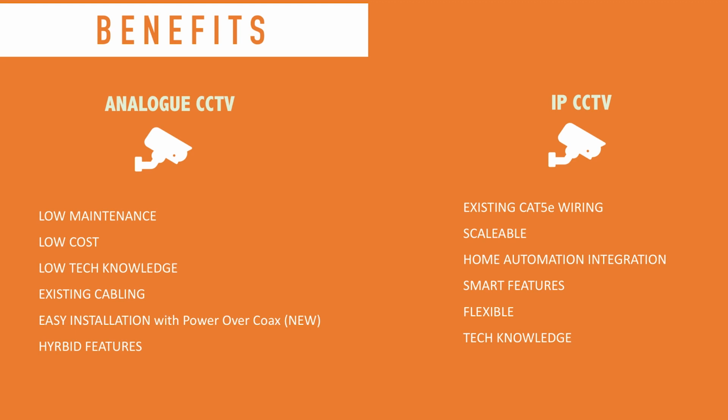You've got home automation integration. So for example, let's say you've got a Control4 or a Crestron system. You could use IP cameras and integrate them into your single smart device. There are a lot more smart features on IP CCTV.